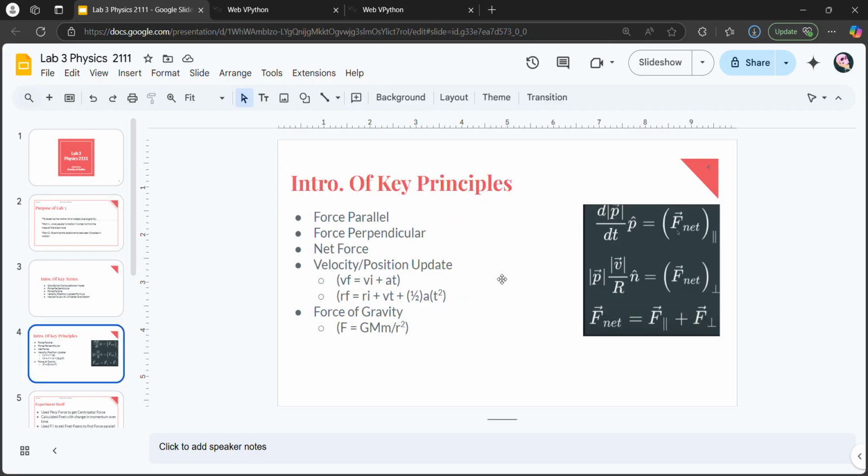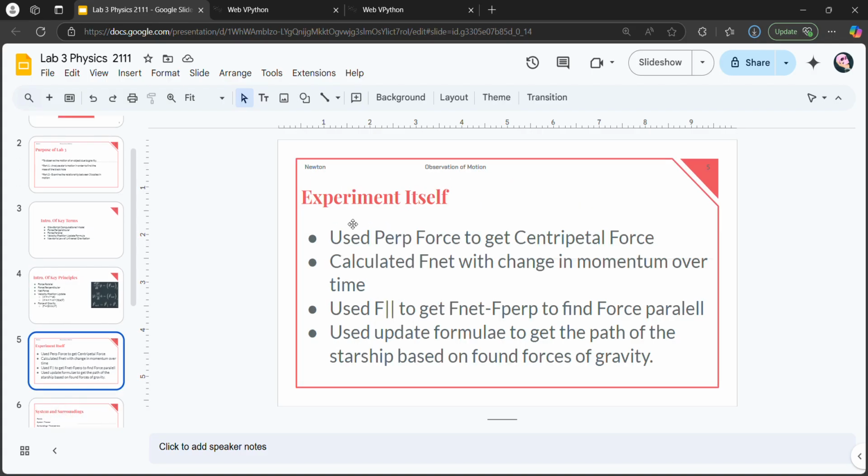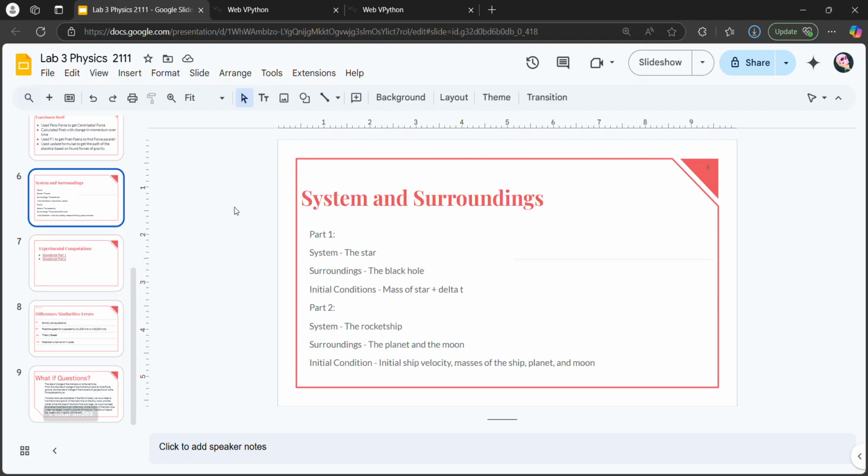So the key principles are force parallel, force perpendicular, the net force, the velocity position update formulas, and the force of gravity. The experiment itself is that we used the perpendicular force to get the centripetal force. We calculated F net with change of momentum over time. We used F parallel to get F net minus perpendicular, and that found us the force parallel. We used the update formula to get the path of the starship based on the found forces of gravity.